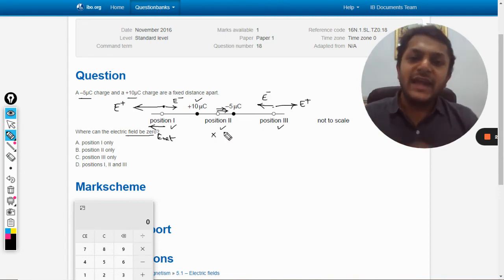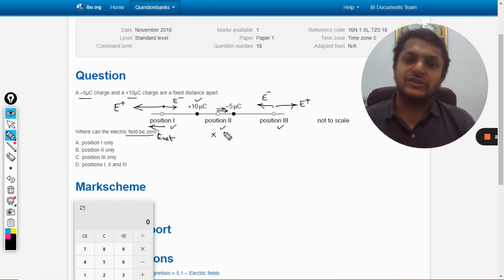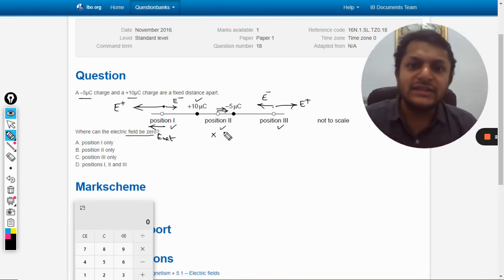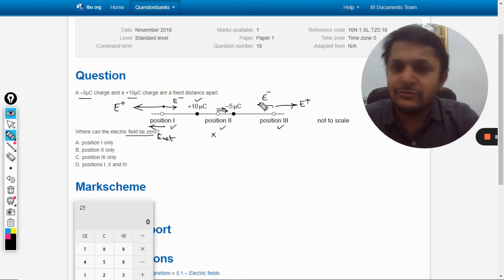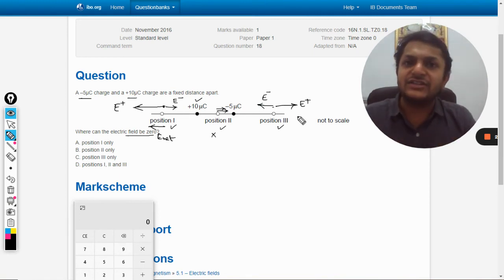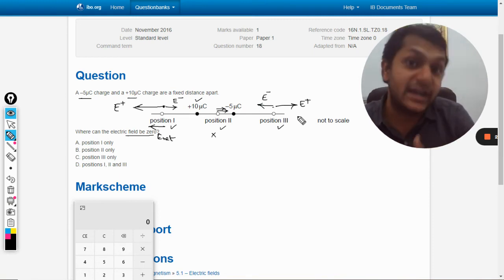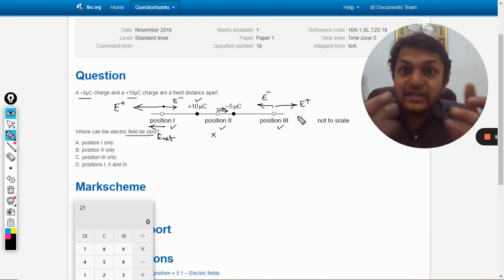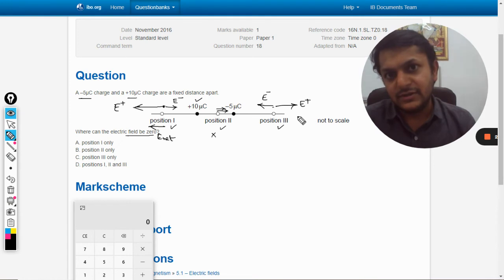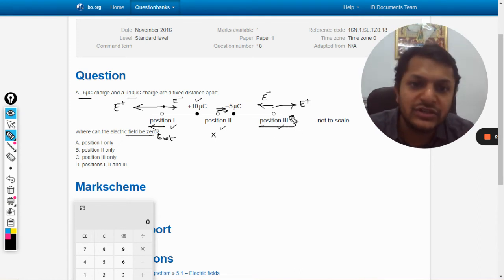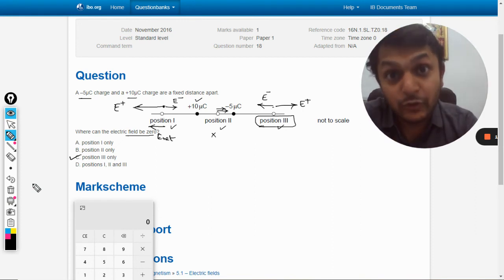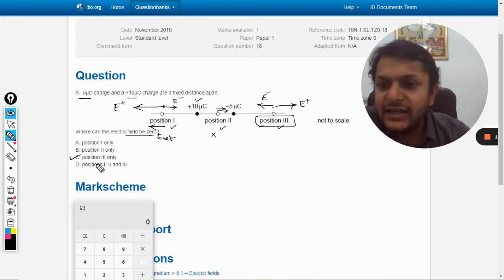Now the negative charge is lesser than the positive charge, but the negative charge is nearer to the position compared to the positive charge. So this E minus will not be that lesser, and there is a chance that E positive will be equal to E negative. There is a possibility that the electric field here will be equal and opposite. So definitely in position three, there is a possibility that the electric field will be zero. So accordingly, our answer should be C.